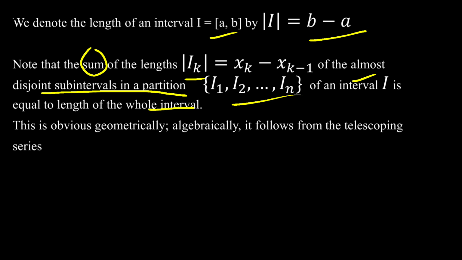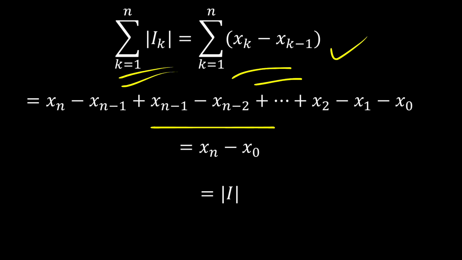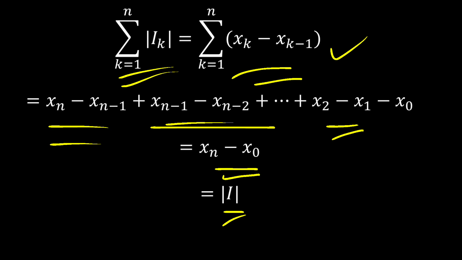whole interval. And this is obvious geometrically, and it will follow from this series that if you do the summation of all the intervals and expand it, the first subinterval plus the second subinterval, and so on and so on, then at the end you'll find this is true, which is basically the interval. So end of the proof. It will follow automatically like that.